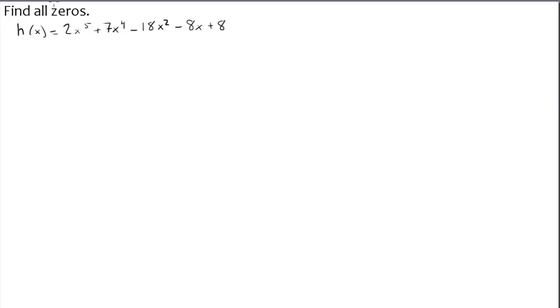We're going to find all the zeros of this polynomial, and I'm going to start off with Descartes' rule of signs. So let's see here, no, and then yes, plus to minus, so that's one switch, and two switches. So we have 2 or 0 positive roots.